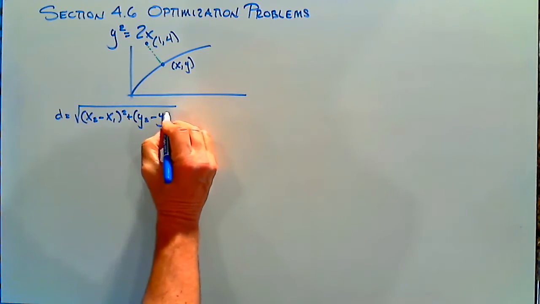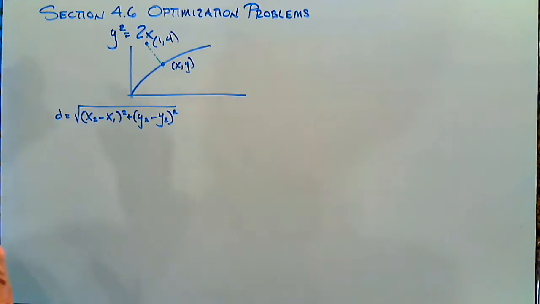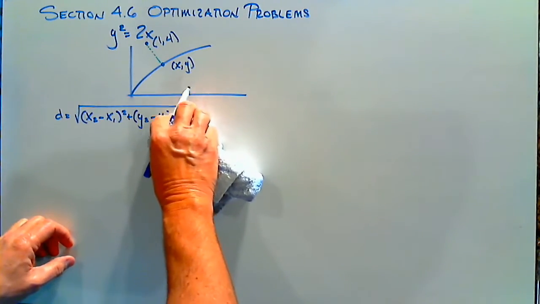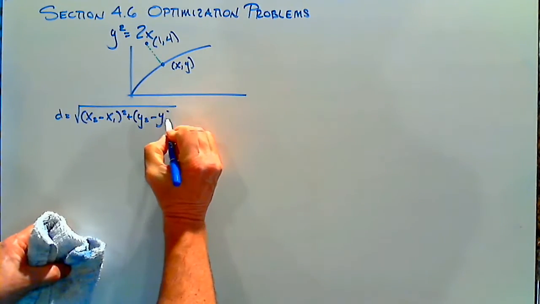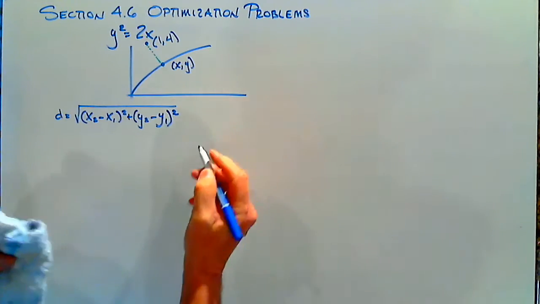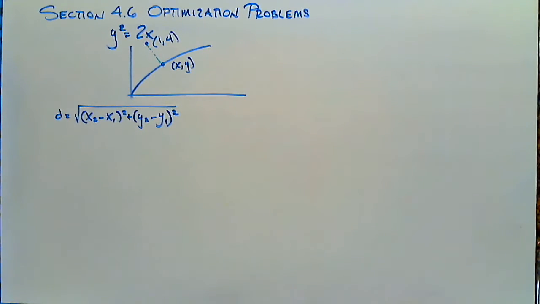That's supposed to be a 1, isn't it? That's where the 2 goes. It goes up there. There we go. That's the distance formula.